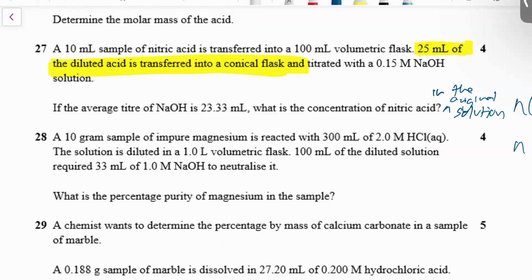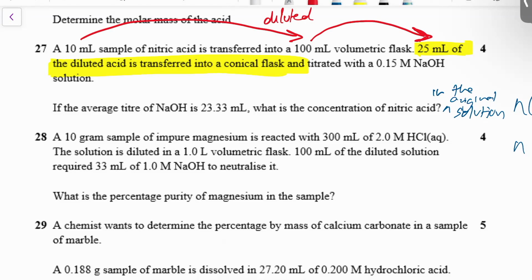Is there any volume in between that? There's a 100 in between that. Good. So they didn't dilute 10 straight into 25. They didn't go 10 mils and then add 15 mils of water. What they did was they went from 10, they diluted it to a 100 mils flask, and then from 100 mils, they only took 25 mils. So from 10 to 100, they diluted it, and then from 100 to 25, they just took out 25 mils.